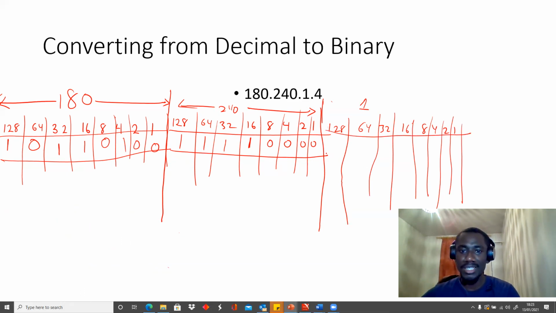It's a bit clumsy, but let's see. 1 is the simplest one. We cannot buy 128. We cannot buy this, this, this, this, this. We can only buy this. And the last one will be a 4. So this is the boundary again, up to here.